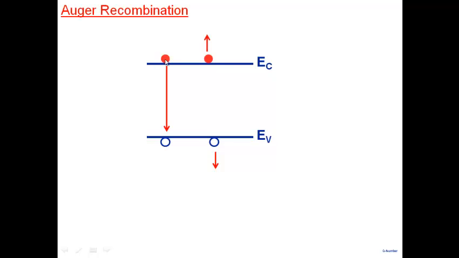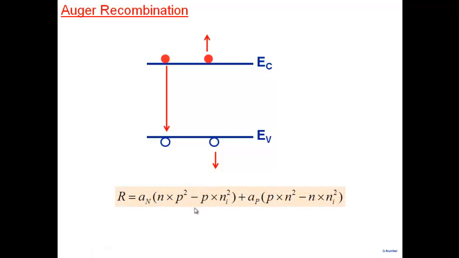So what is happening is an electron falling, recombining with the hole, and excess energy being released to an electron. Another thing that can happen is an electron falling into a hole, with excess energy being released to another hole. Both of these are called Auger recombination. How do we model it? We model it using this particular process here.